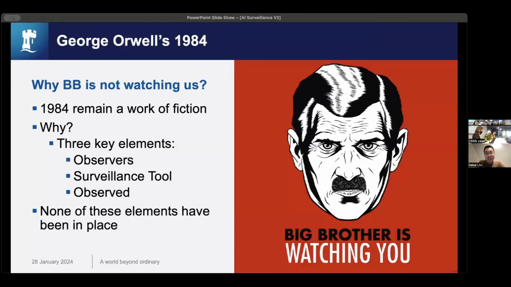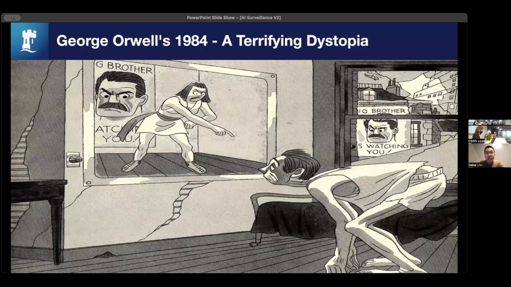It's certainly not due to lack of effort. Many regimes would love to have this kind of surveillance, but why has it not come true? There are three key elements that I identify. First, there needs to be the observer, the woman. Second, there needs to be the tool, the telescreen. Third, there needs to be the observed, Winston. And really, none of these three was in place before the internet.